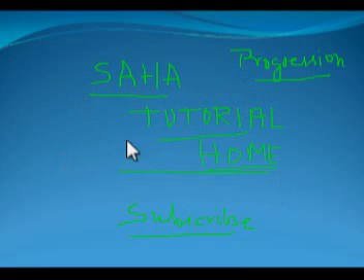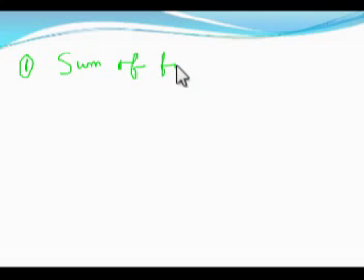So let's start our topic. First, the sum of the first n natural numbers.